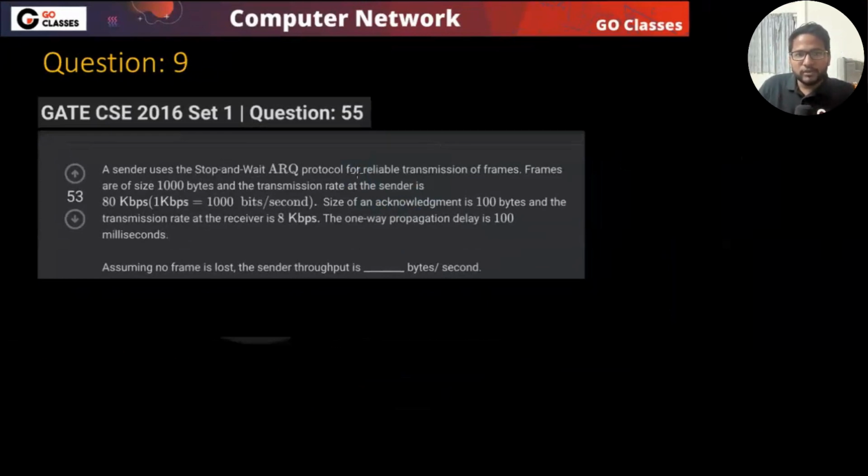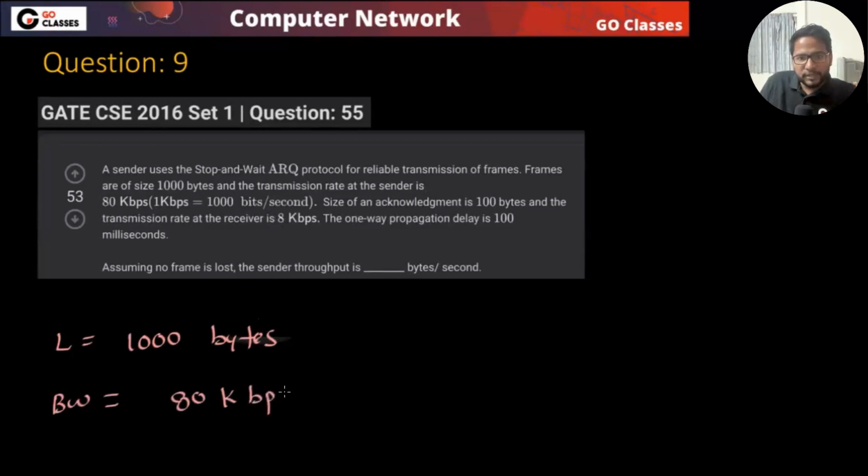Okay. So the sender uses stop and wait protocol. Frames are of size, so length is given to you, which is 1000 bytes. And the transmission rate at the sender side, transmission rate means here the bandwidth, right? It's given to you, which is 80 kilobits per second. Size of the acknowledgement is given to you. Oh, nice. See, till now we just had the data sizes, but they have also given the size of the acknowledgement. This is the length of acknowledgement, right? It is given to you as 100 bytes.